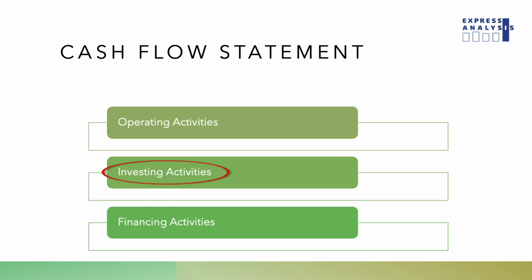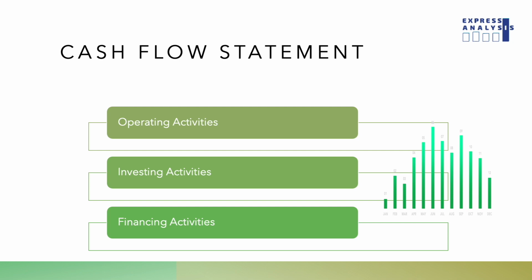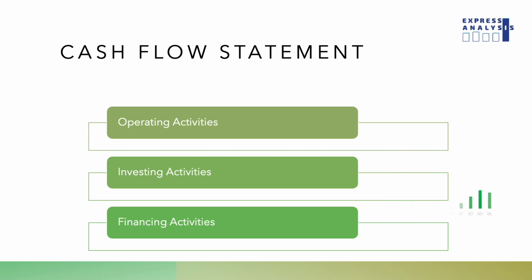Investing activities, cash flows related to the purchase and sale of long-term assets, such as property, equipment, or investments. It shows how much the company is investing in its future growth. Financing activities. Cash flows from transactions with shareholders and creditors, including issuing or repurchasing shares, paying dividends, or borrowing, repaying debt. By analyzing the cash flow statement, stakeholders can assess how well the company generates cash from its core operations and how it manages investments and financing.